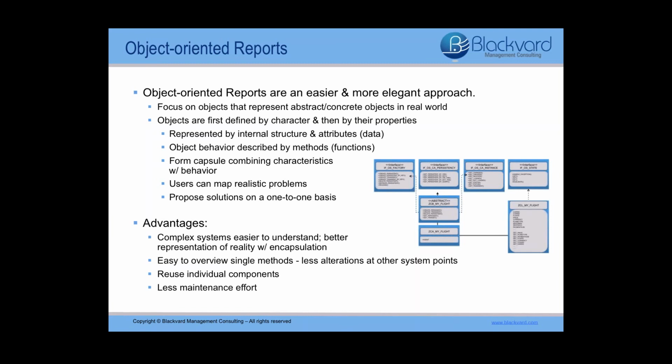These objects are represented by their internal structure and attributes, in this case, for example, data. And then you have an object behavior that is described by methods, previously called functions, for example. And you can encapsulate the characteristics or behavior in different modules or different objects. And that's quite simple, or it's a better approach and more elegant, because you can reuse these attributes or these modules and objects for other purposes.